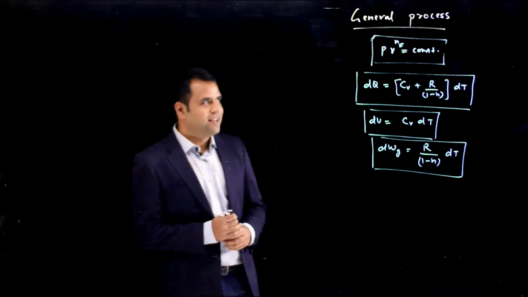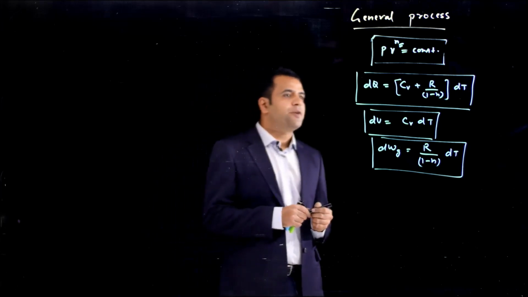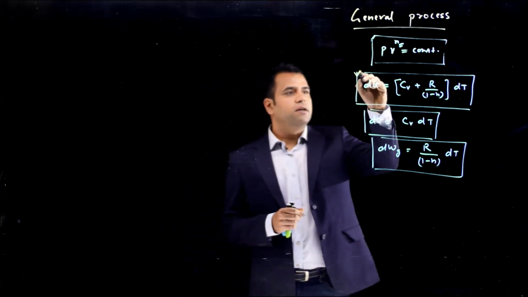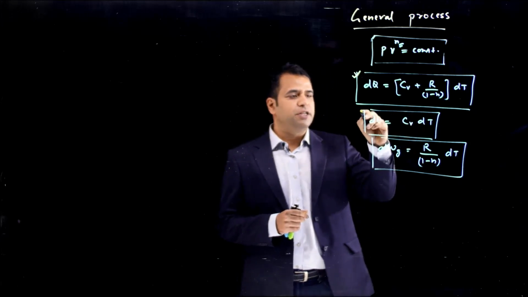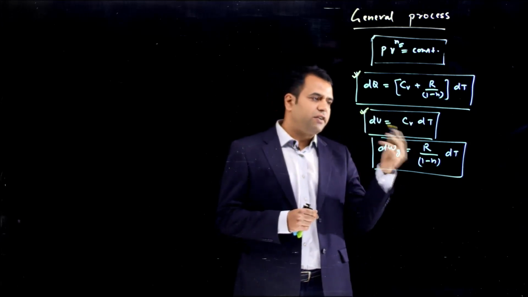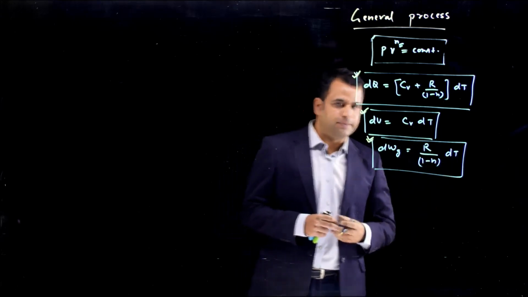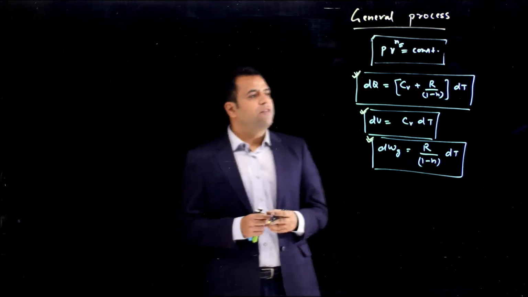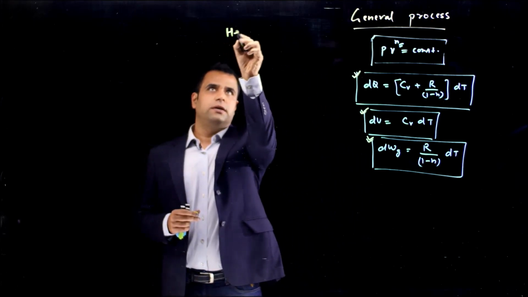Hello. Now we'll proceed with this general process. In the general process, we have calculated the heat provided to the system as a function of temperature, the internal energy change as a function of temperature, which is the general formula, and the work done as a function of temperature.